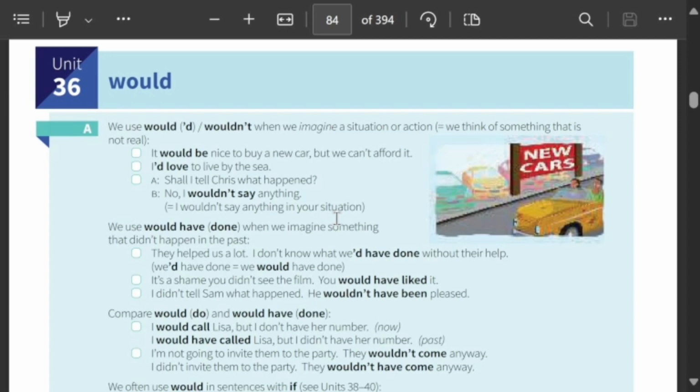to live by the sea. It's an imaginary situation. I would love to live by the sea.